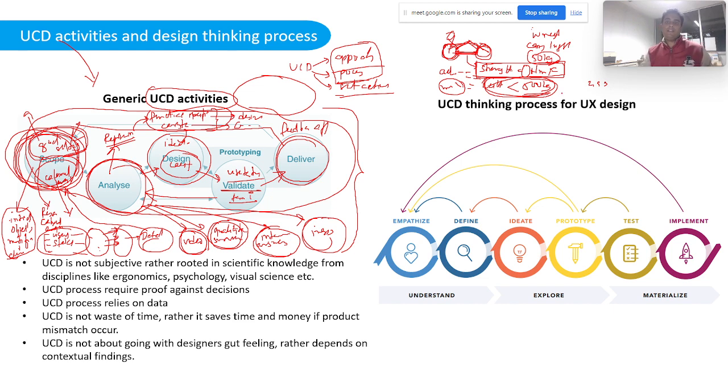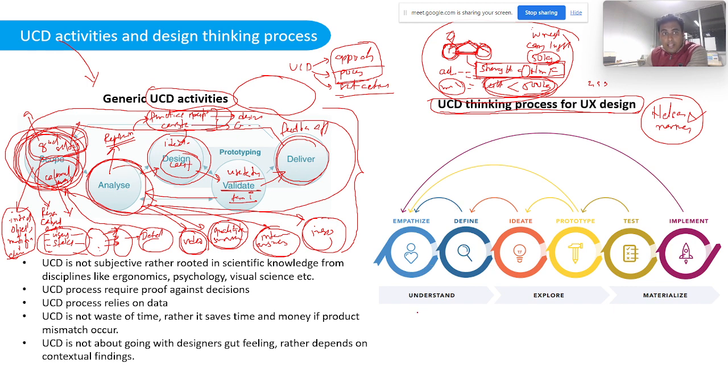For example, here I gave the example of a bike. So the user-centric design process can be used. Now, the famous Nielsen Norman Group, Jakob Nielsen and Don Norman, this group modified the basic user-centric design process into something called the UCD thinking process for UX design. Okay, so now this is more tailored for UX design.